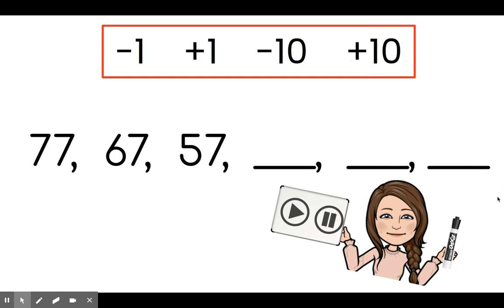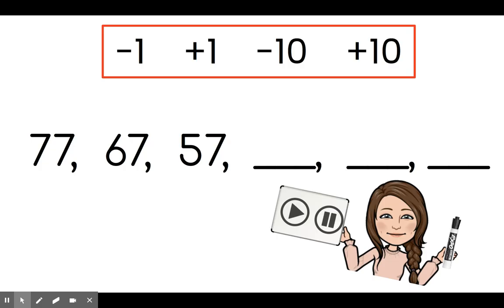Here's your next pattern. 77, 67, 57. I want you to identify which pattern rule we're using. Write it on your whiteboard and fill in the next 3 numbers in our pattern. When you're ready to check your answers, press play.